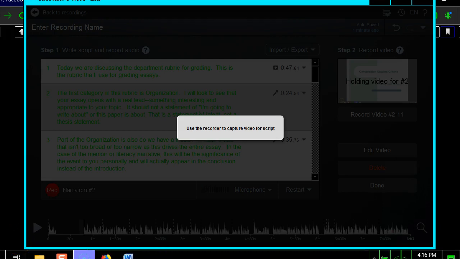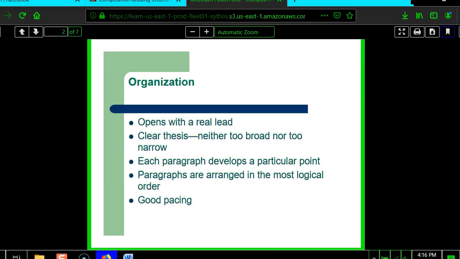I also look to see if paragraphs are properly sequenced in a logical order and that they deliver a good pace to the events. Does each paragraph deliver a particular point? One main topic per paragraph. If that is unmanageable because the topic has too many details, then break it into multiple paragraphs.